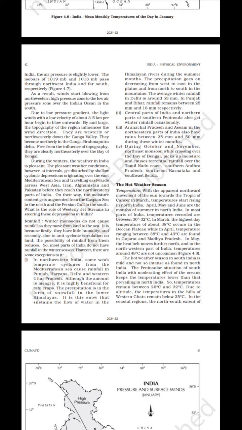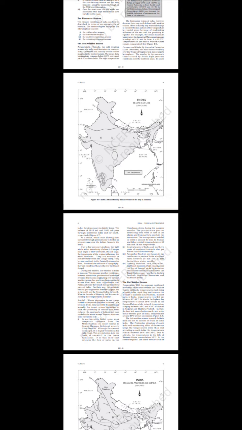are not uncommon. The hot weather season in South India is mild and not so intense as found in North India. The peninsular situation of South India with the moderating effect of the oceans keeps the temperatures lower than that prevailing in North India. So temperatures remain between 26 degrees Celsius and 32 degrees Celsius. Due to altitude, the temperatures in the hills of the Western Ghats remain below 25 degrees Celsius. In the coastal regions, the north-south extent of isotherms parallel to the coast confirms that the temperature does not decrease from north to south, rather it increases from the coast to the interior.